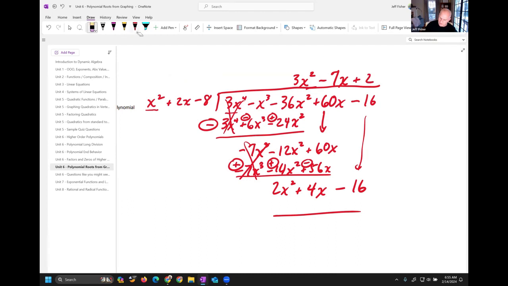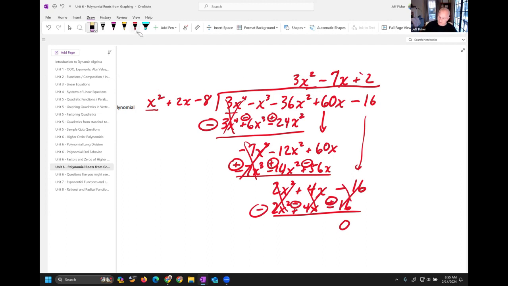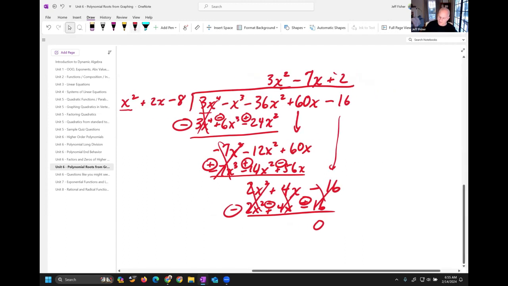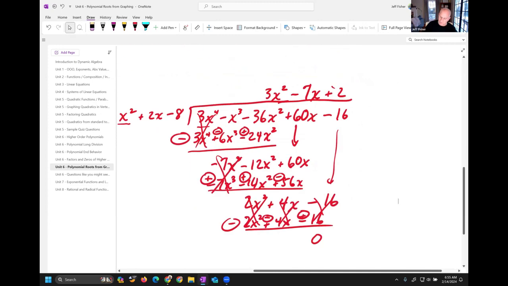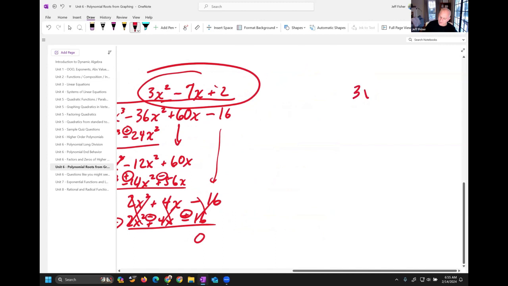2 times x squared is 2x squared. 2 times 2x is a positive 4x. And 2 times -8 is -16. When we subtract, these all go away and we have a remainder of 0. So what does that mean? That means we have another factor of 3x squared minus 7x plus 2.